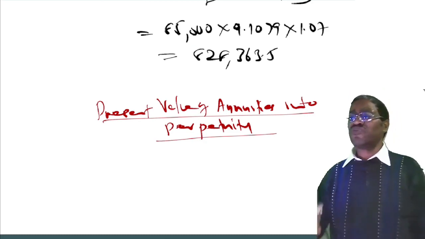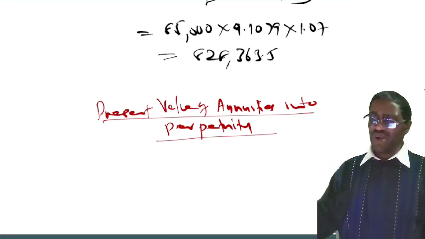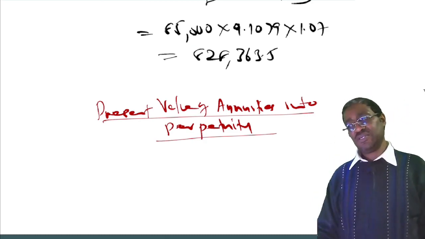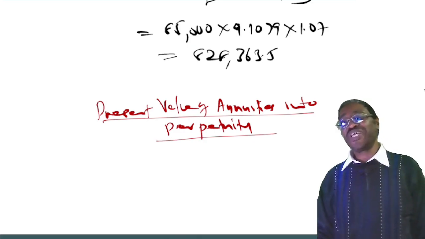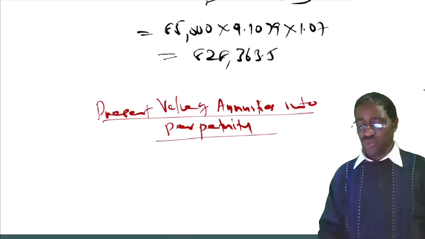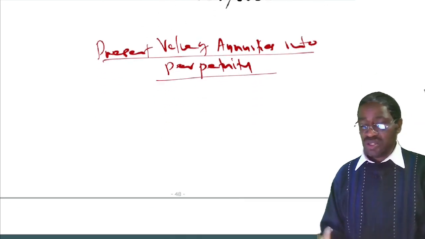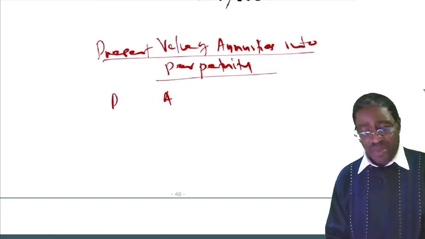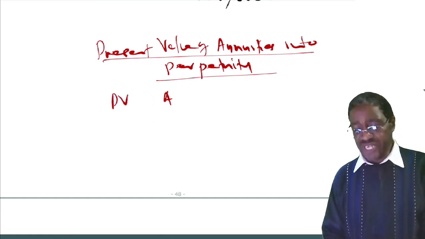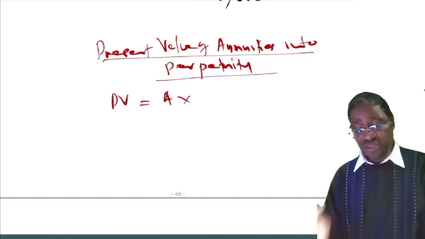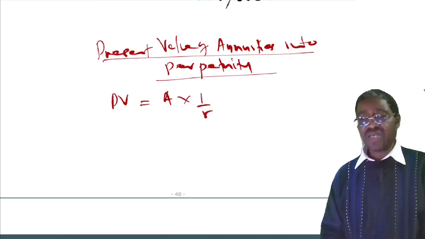So you're going to receive 1 million, 1 million, 1 million from your fund forever. How do you get their present value? Listen, what you will do, you will take that annuity, multiply by 1, divide by R.